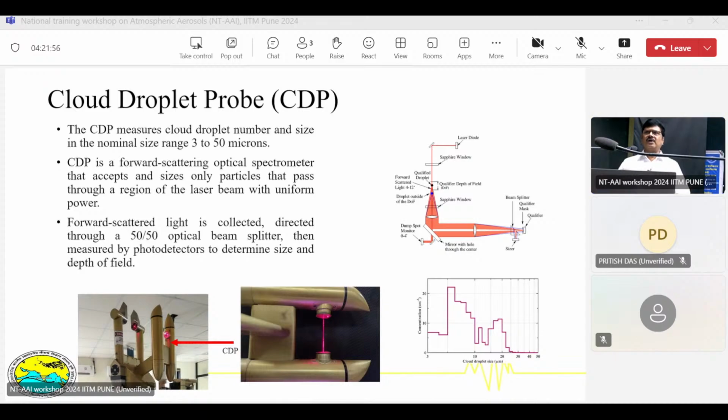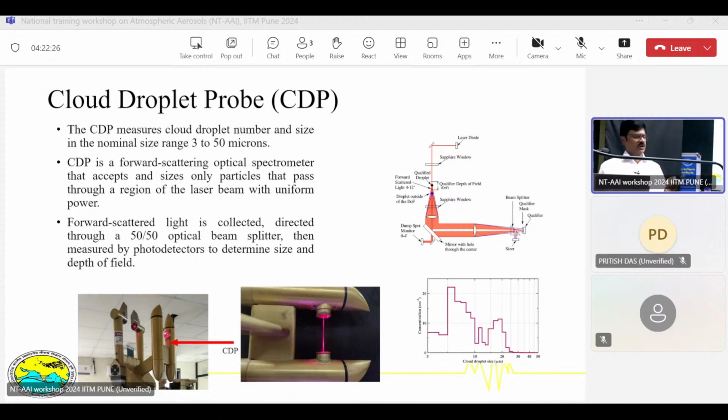I hope you're all familiar with forward scattering and backward scattering. What do we mean by forward scattering? Suppose I'm putting a torch on you. The light beam is coming towards you, so you are looking in the forward direction. That's the angle at which you are looking, so you will get forward scattering. Suppose I am putting a torch and I'm looking from here. I'm looking at the backward scattering angle, right?